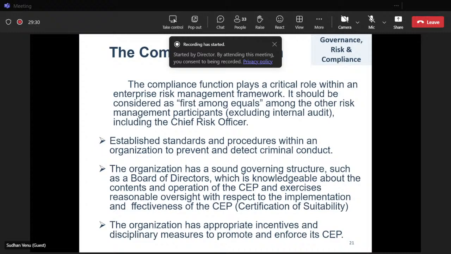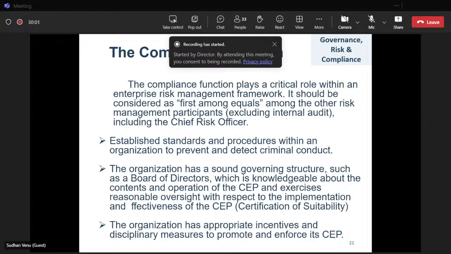And the complaints function plays a critical role within the enterprise risk management framework, and it should be considered a first among equals. So it is the first among equals among the other risk management participants, such as internal audit, which is included under the chief risk officer.